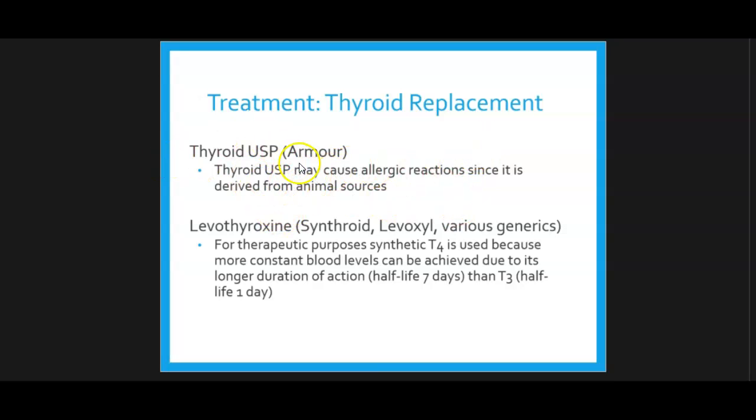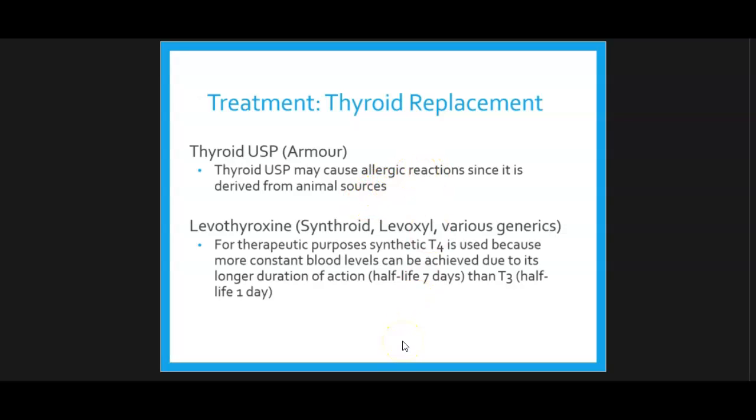Thyroid USP or Armour, and this is not as common. Thyroid USP can cause allergic reactions because it's bovine, or I think it's from a pig, actually. It's either from a pig or a cow, or maybe both, but it's thyroid hormone sourced from an animal, and so it has a tendency not to work so well with humans and cause more allergic reactions.